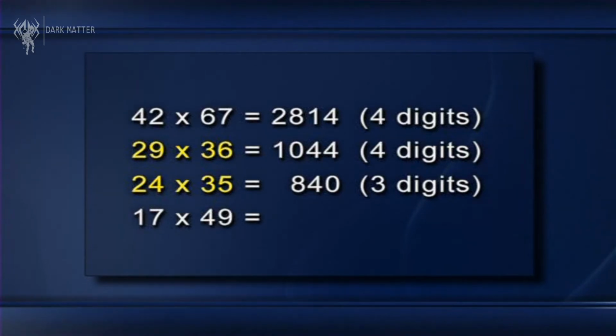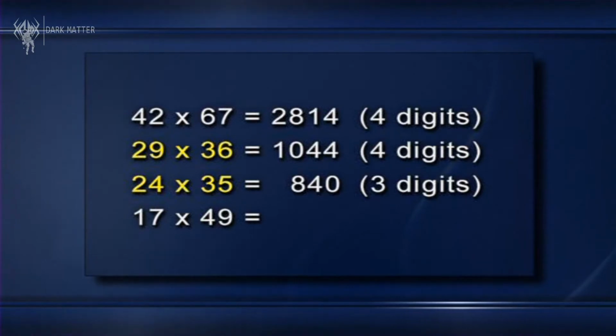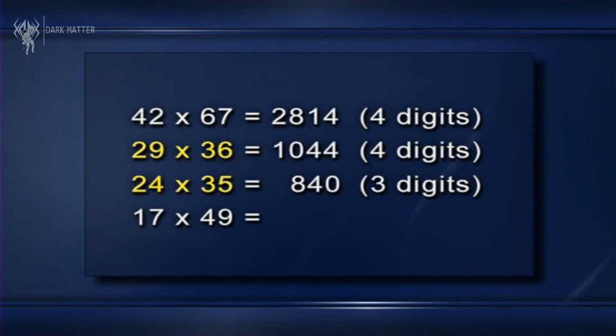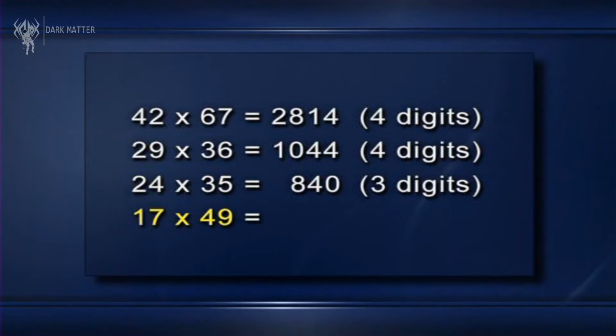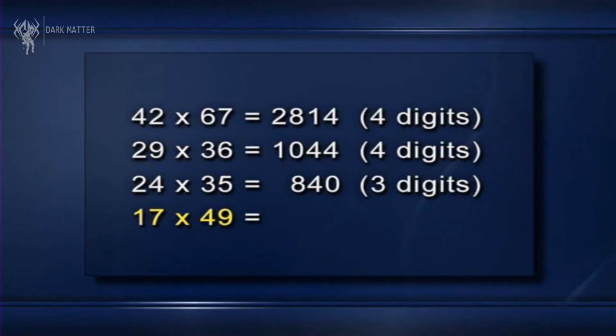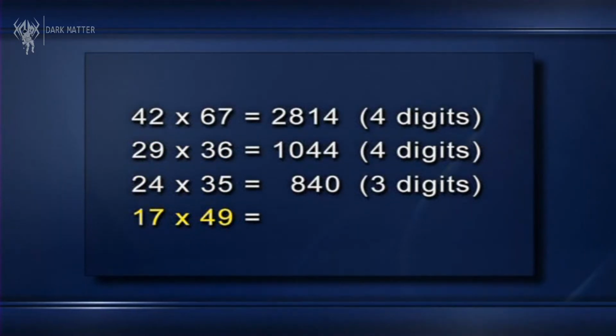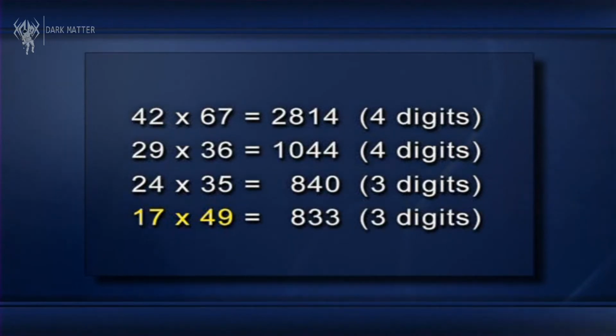On the other hand, if the product of the initial digits is 4 or less, then it's definitely the smaller answer. Like in this problem, 17 times 49, the initial digits are 1 and 4, so the product has to be below 20 times 50, 1,000. So we're going to be left with the smaller answer, the 3-digit number.